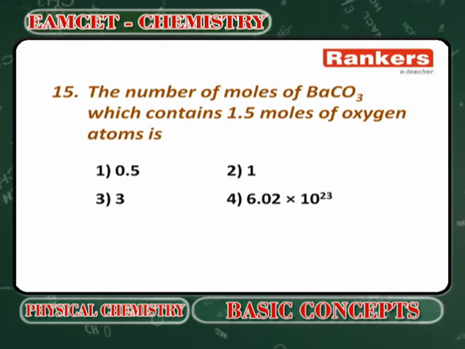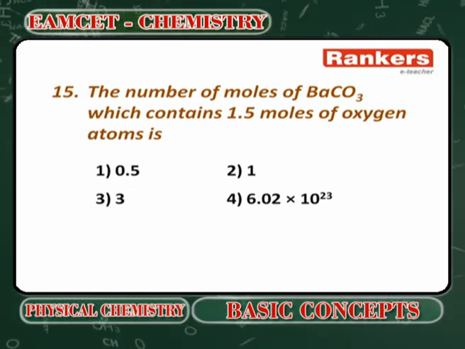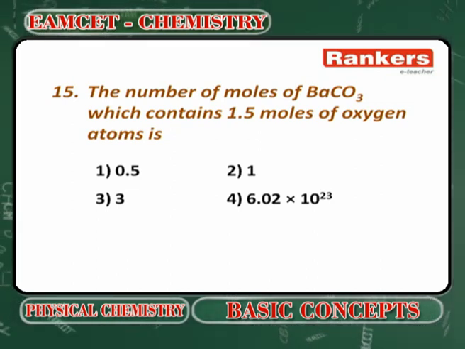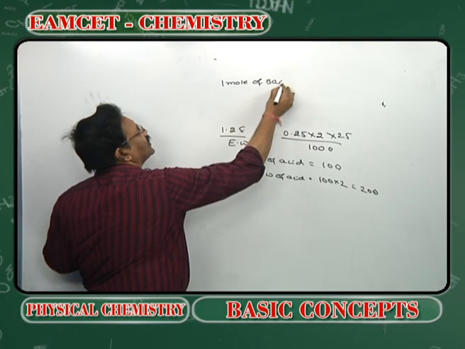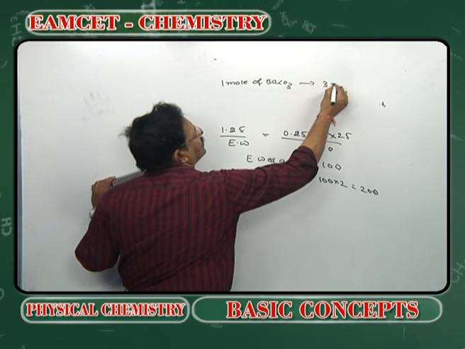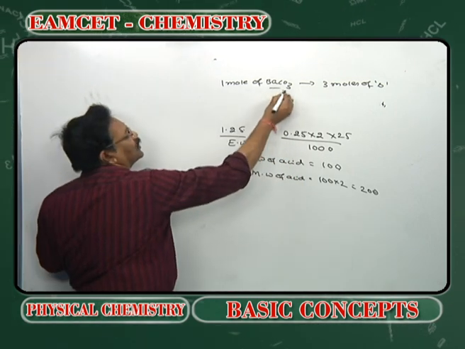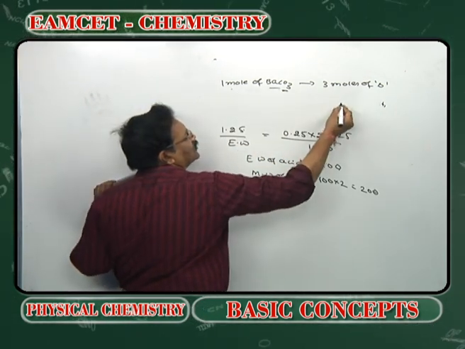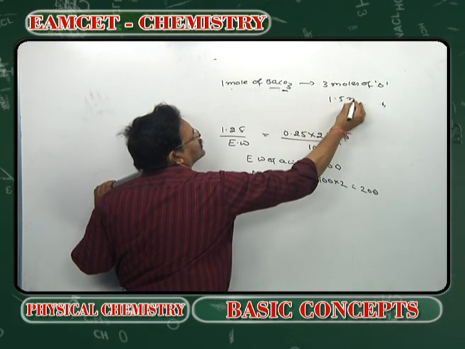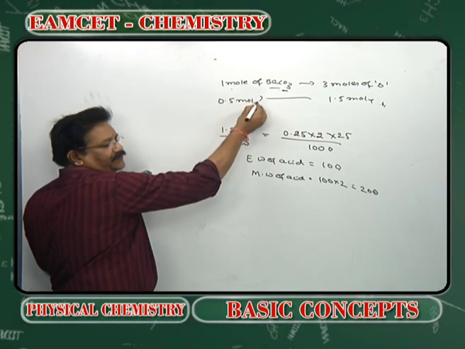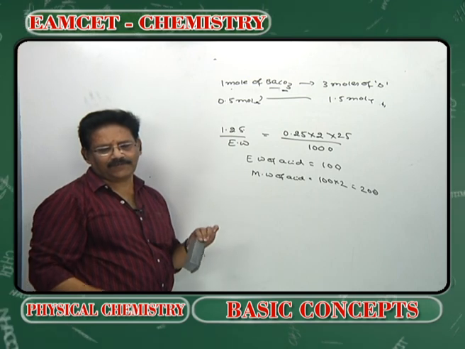The number of moles of BaCO3 which contains 1.5 moles of oxygen atoms. From the formula, 1 mole of BaCO3 contains 3 moles of oxygen atoms. So 1.5 moles of oxygen atoms will be present in 0.5 moles. Option is 1.